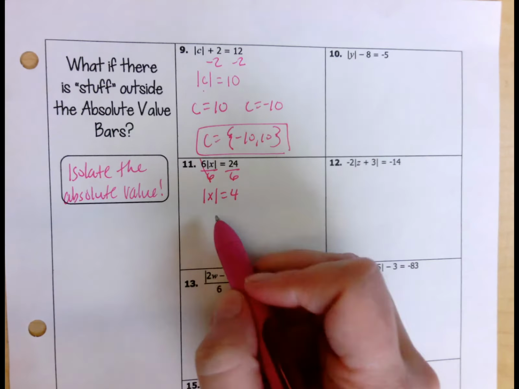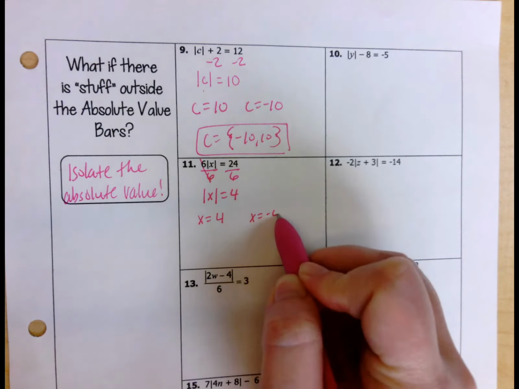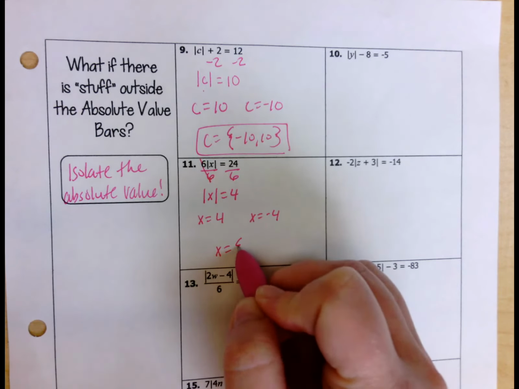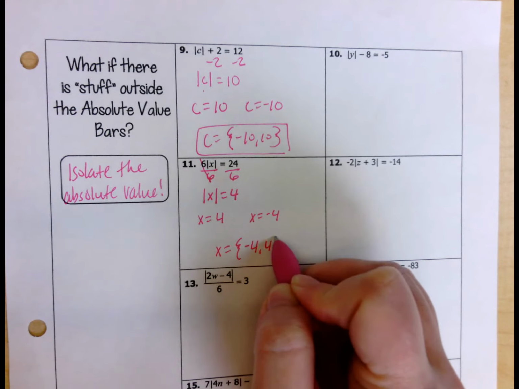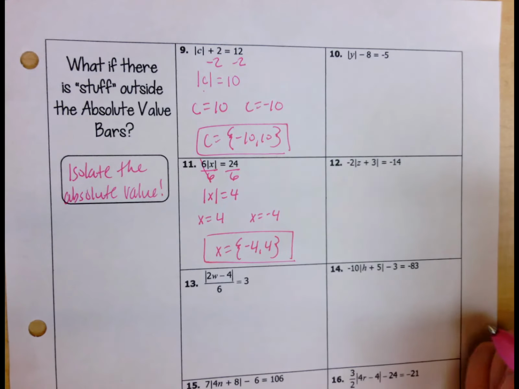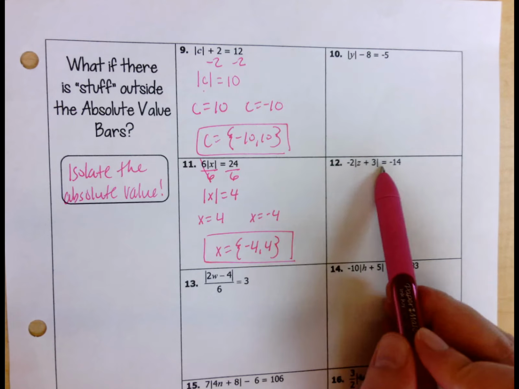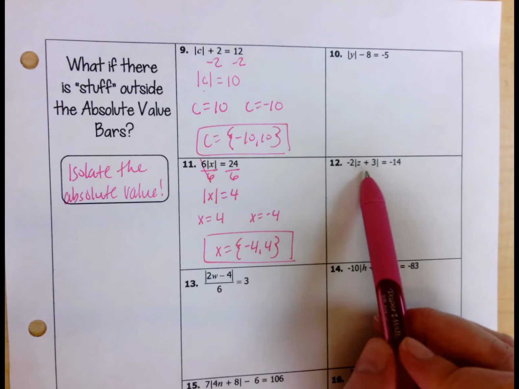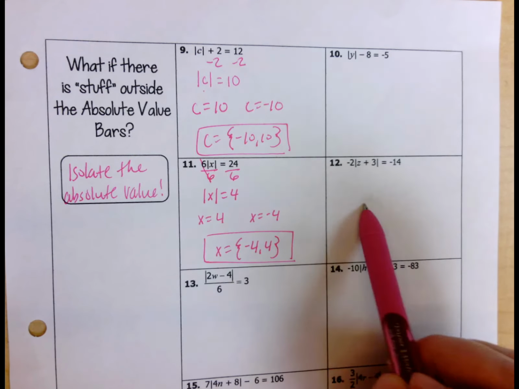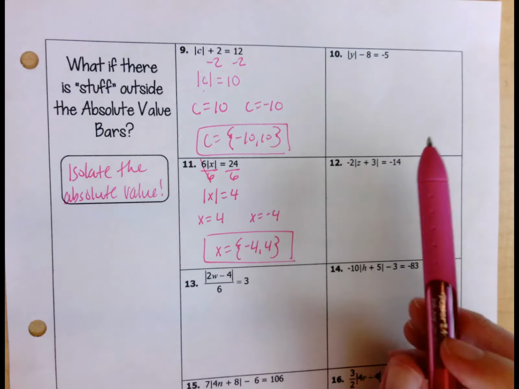Okay, now I take the inside and I set it equal to the positive and I set it equal to the negative, and I write it as a solution set. Okay, you're going to do 12 on your own, where you're going to have to get rid of that multiplication, just like this one. But then once you make your 2 equations, you're going to have one more step to get z by itself, so don't forget that.